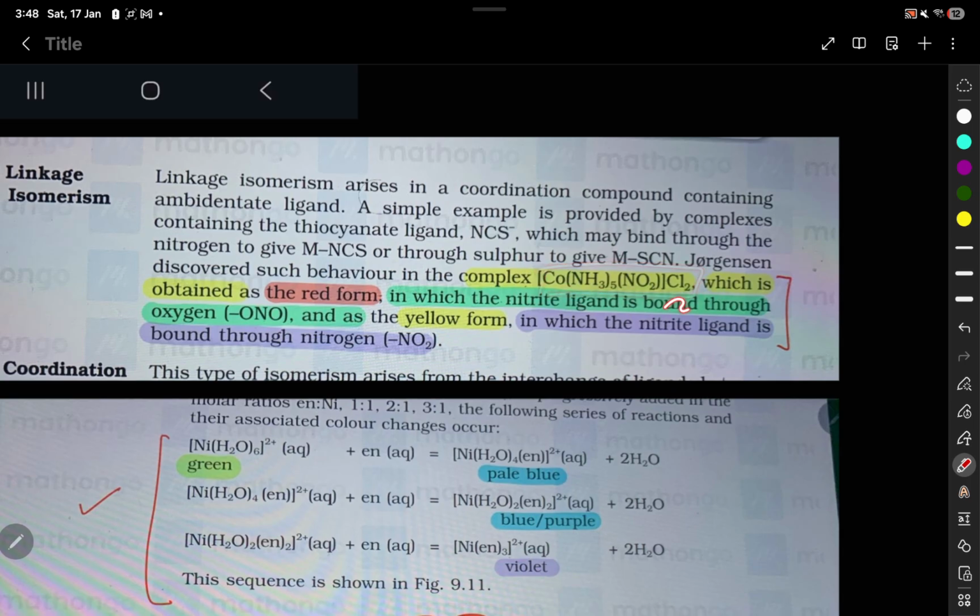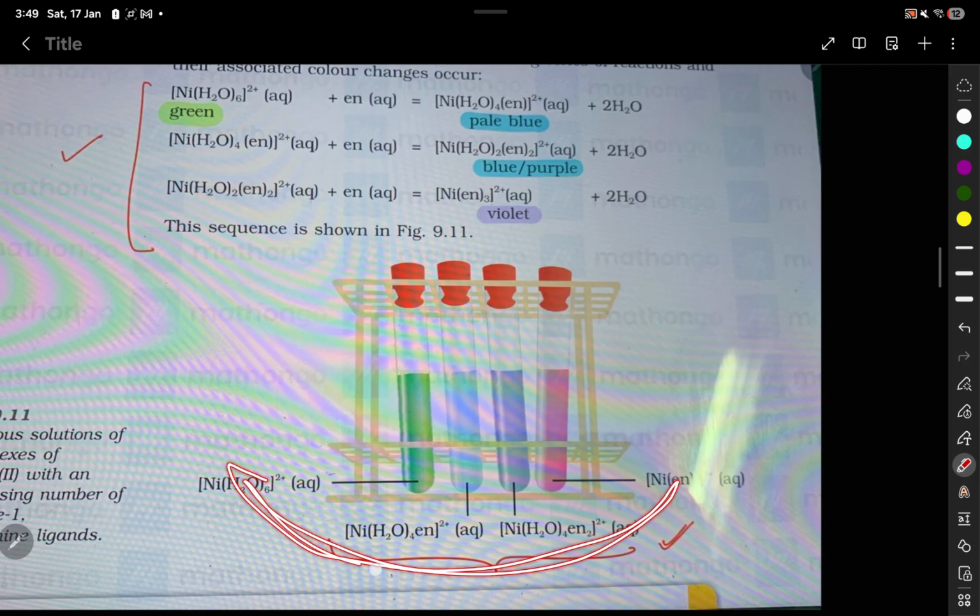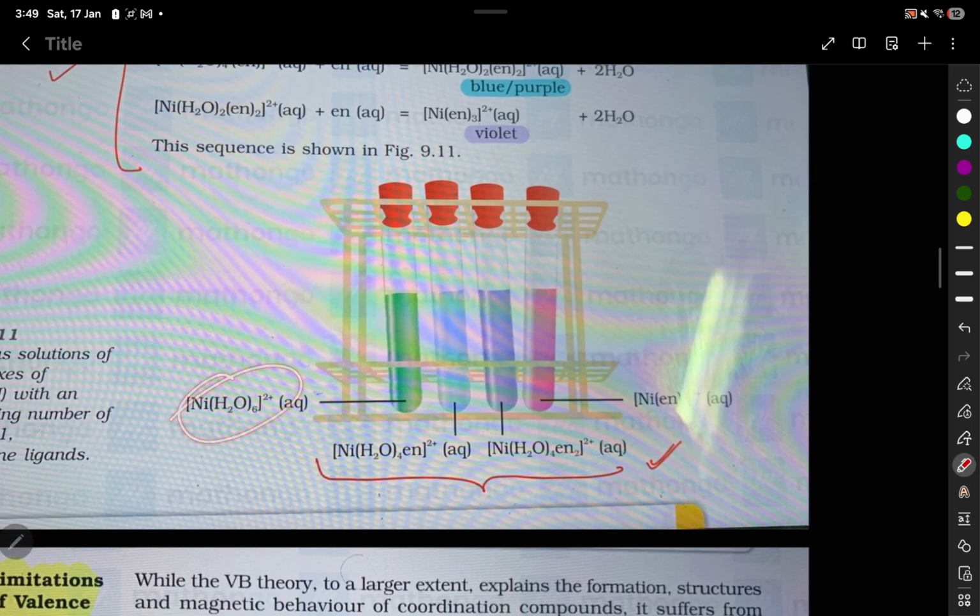Co(NH3)5NO2 Cl2 is obtained in the red form when it's bound with O, and it's formed in the yellow form when it's bound with N. Wait, I got it mixed up, sorry. They're saying that the red form is obtained when the nitrite ligand is bound through ONO, and the yellow form is when it's bound with N. As we know, N containing salts are yellow kind of, so we can use that kind of logic. Then you have these four pairs, right? If you have zero en, it became green.